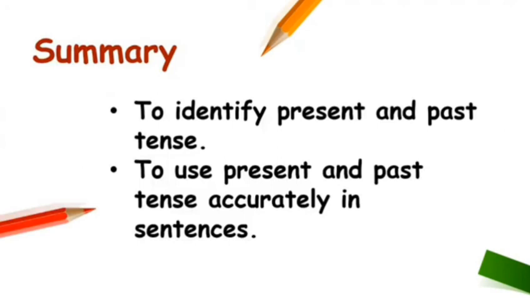Now let us have a quick summary of what we have learned today. We learned to identify present and past tense, and to use present and past tense accurately in sentences. Now you have to remember all this, children. And always remember the rules with words I, you, we and they. We use the verb as it is in the present tense. We do not make any change to it. Okay, children? And with words he, she and it and names, we use the verb with s. Okay, children? So that's all for today. Thank you and have a nice day.